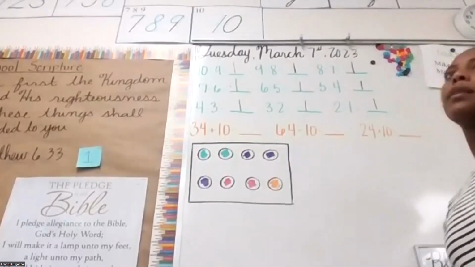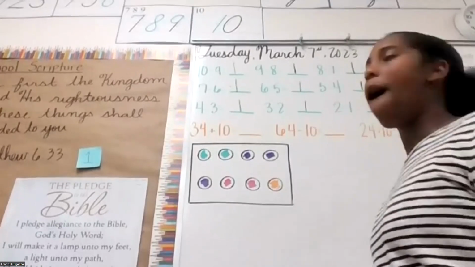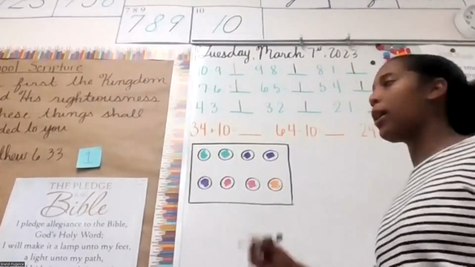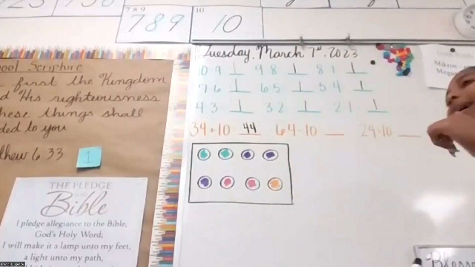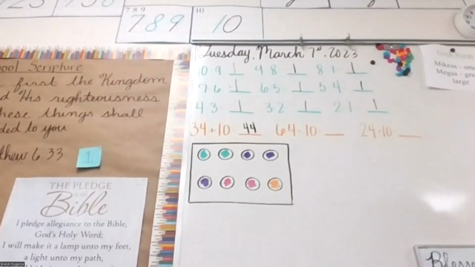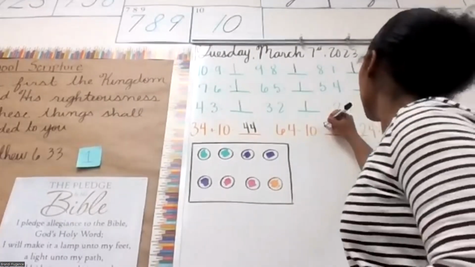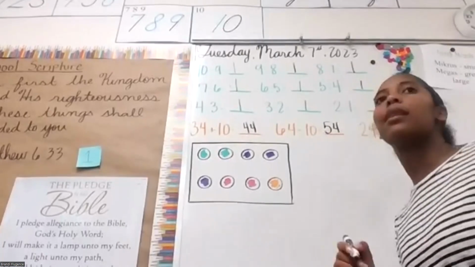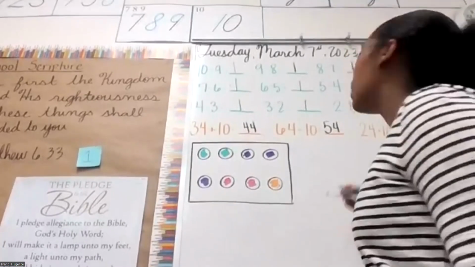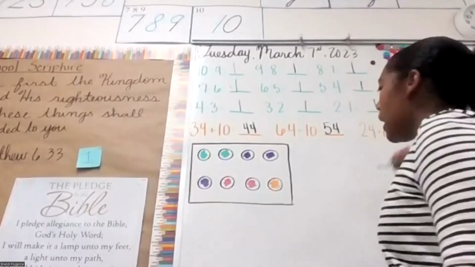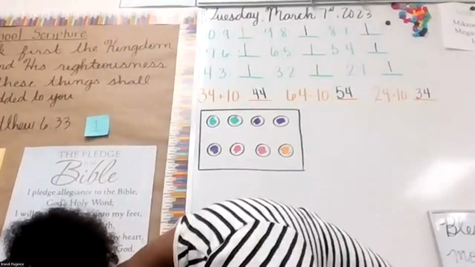All right, 34 plus 10. What would that equal? 34 plus 10 would be 44. Then we have 64 minus 10. 54. And then 24 plus 10. 34. Good. All right. So today we're going to learn how to read the fractional part of a set of something.